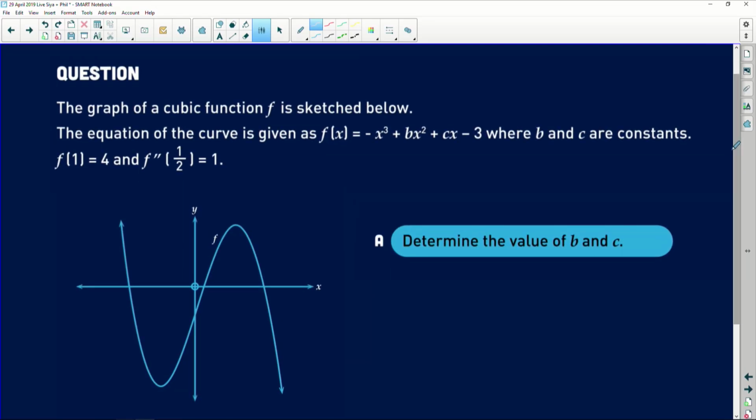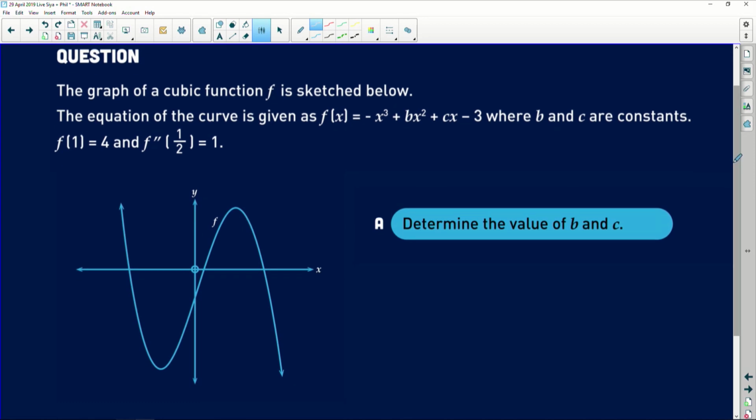So the question reads, the graph of a cubic function is sketched below. The important thing there is this is a cubic function. The equation of the curve is given by f of x equals negative x cubed plus bx squared plus cx minus 3. Now, before I can even go anywhere, I know for a fact that they might want me to find the value of b and the value of c. So already I know what the question is going to be about that will follow.